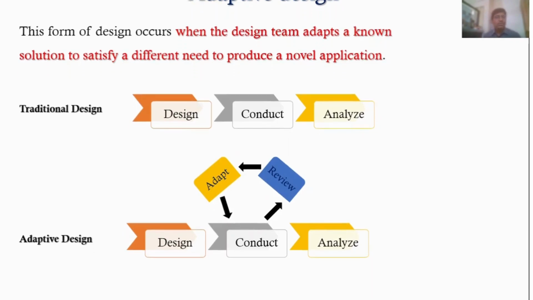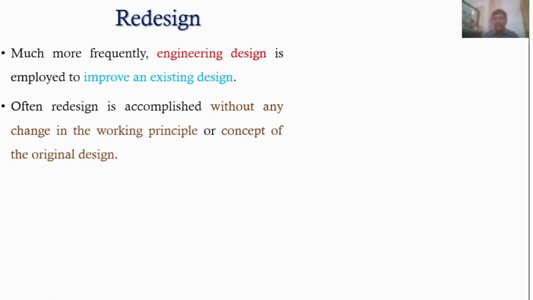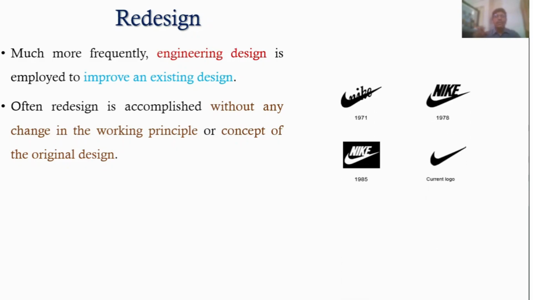Now the third type of design is known as redesign, where the existing product is there, and you are making changes in the features. Based upon that feature change, it is considered a redesign. You can see the example here: in 1971, Nike launched their logo. Then in 1978 it was redesigned again, then 1985, and now currently you can see the arrow only.